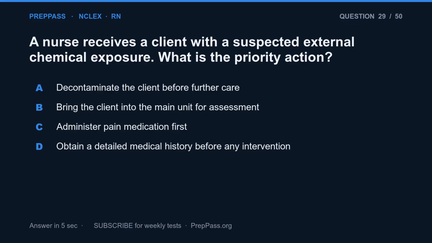Question 29. A nurse receives a client with a suspected external chemical exposure. What is the priority action? A. Decontaminate the client before further care. B. Bring the client into the main unit for assessment. C. Administer pain medication first. D. Obtain a detailed medical history before any intervention.